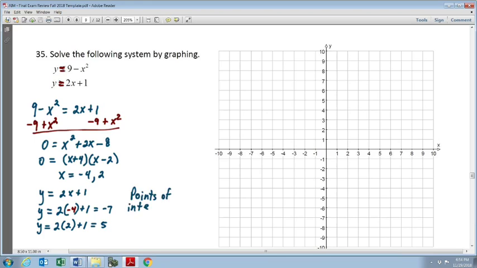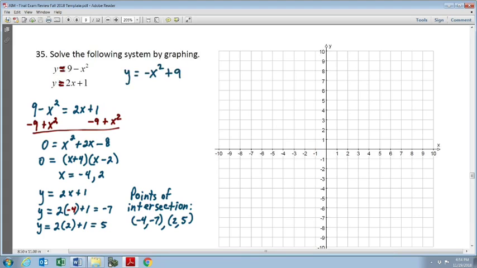So our points of intersection are the following points. When we chose x to be negative 4, we got negative 7. When we chose x to be 2, we got y equals 5. These are our points of intersection. Now, as we graph y is less than or equal to 9 minus x squared, what we want to do is first graph the equal case. So I'm going to go ahead and do that.